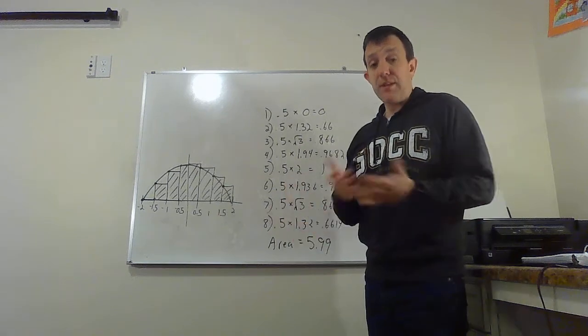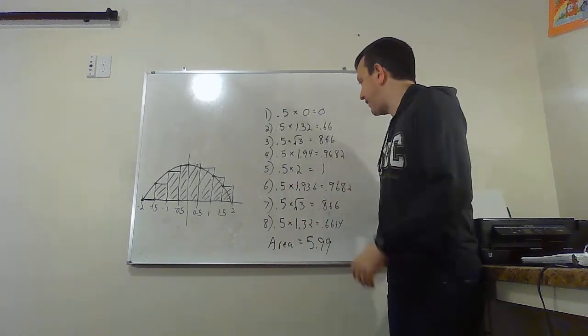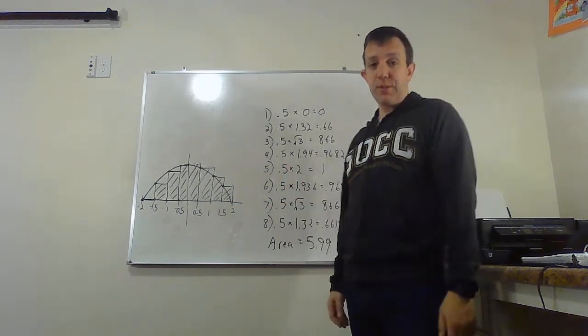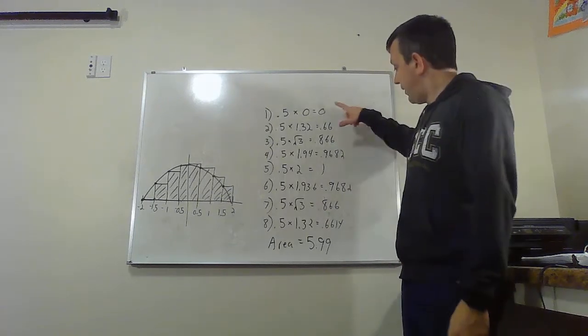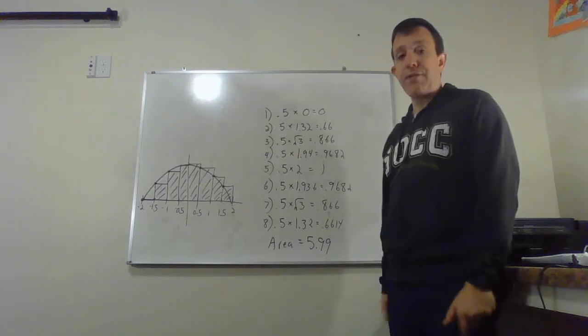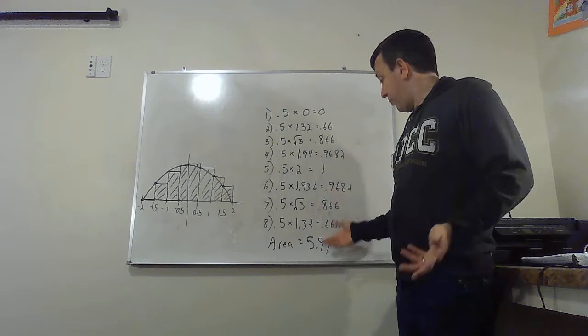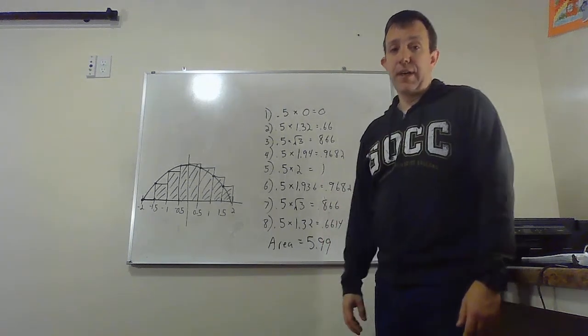It's a mess. There's a lot of rounding and estimating going on here. We are working with square root functions, so it's going to be pretty nasty. And you can see all the estimates that I got for all those products. When you add them up, you get about 5.99.